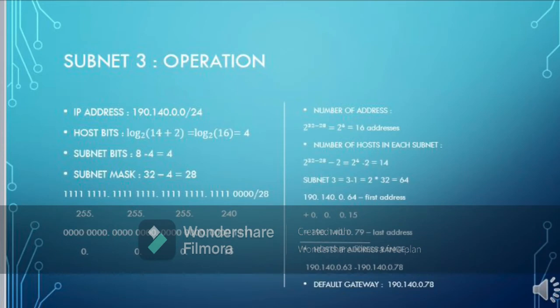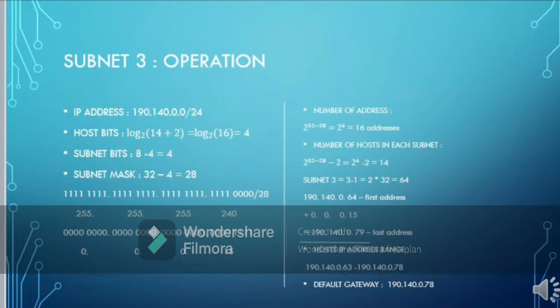Next we have subnet 3, and it's for operation. For the host bit, it is log base 2 of 14, the number of ports, plus 2, which equals log base 2 of 16, and it equals 4. For subnet bits, we have 8 minus 4, where 4 is from the host bit, so it equals 4. And then we can find the subnet mask, which is 32 minus 4 equals 28. And the subnet mask here is 28.